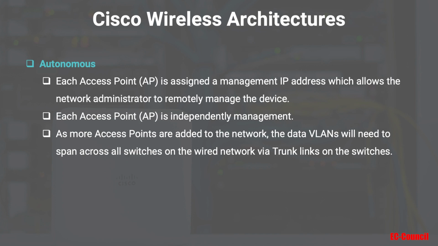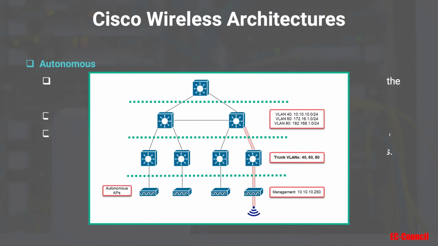As more access points are added onto the network, the data VLANs will need to be spanned across all switches on the wired network using trunk links between switches. In this diagram, we can see we have multiple autonomous APs, and these are our autonomous APs down here. Each of these APs is independently managed, because each has its own unique management IP address.